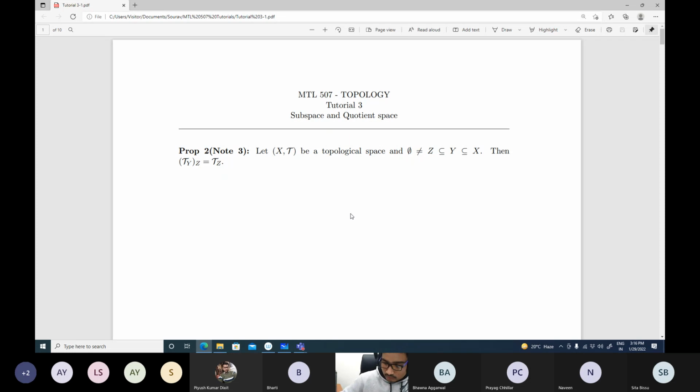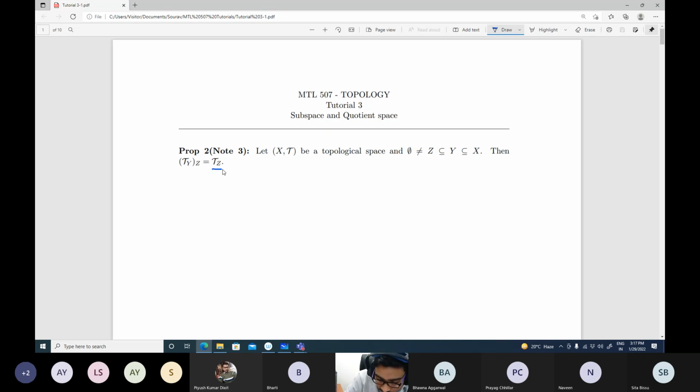So first one is, can you see my screen? Yes, sir. Okay, so now read the question first. Suppose we have a topological space X, and suppose tau is the topology there, and Y be a subspace, and Z and Y are non-empty subsets, where Z is contained in Y and Y is contained in X. Then we claim that the subspace topology on Z induced from X is the same as the subspace topology on Z induced from the subspace topology on Y induced from X.